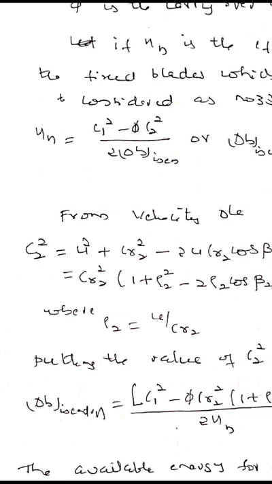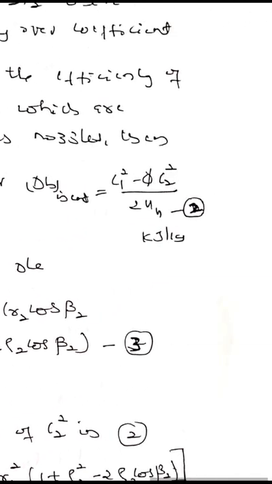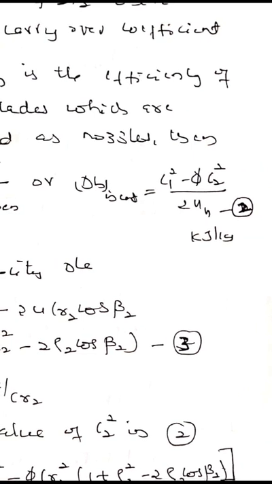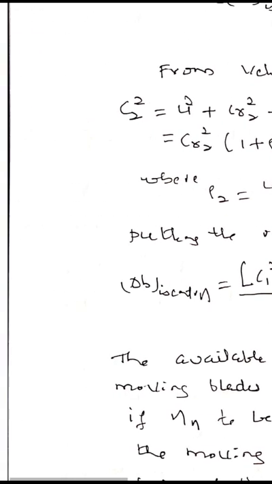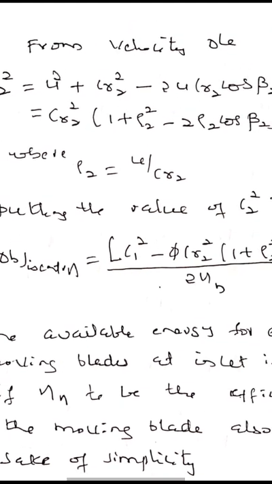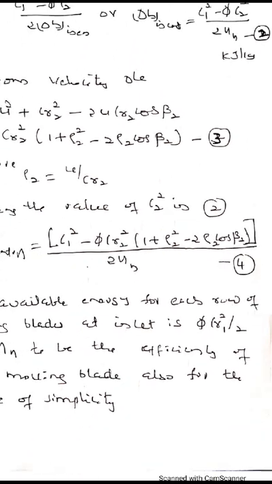Putting the value of CR2 square in equation 2 for delta H isentropic equal to C1 square minus CR2 square by 2 eta n, and substituting the value of CR2 square, you will get delta H isentropic of value as given by equation number 4.